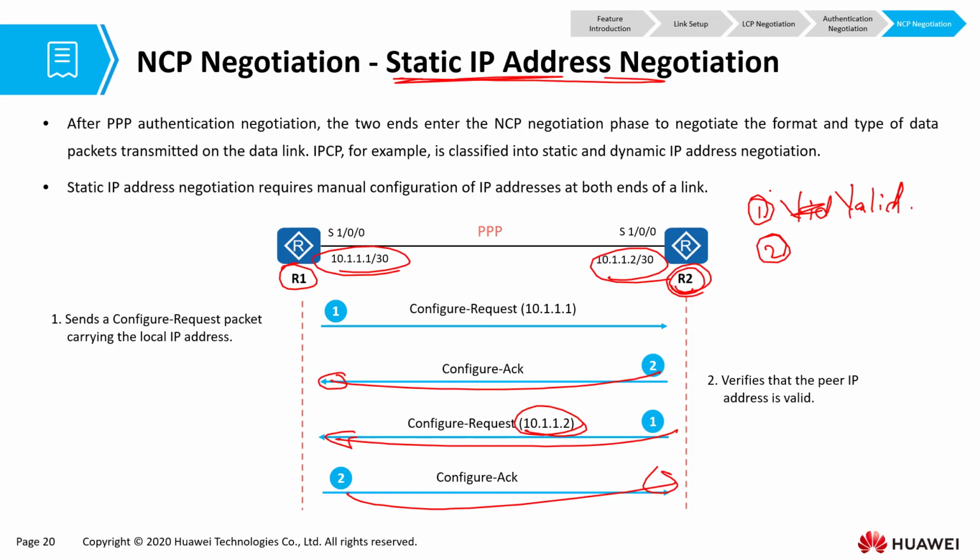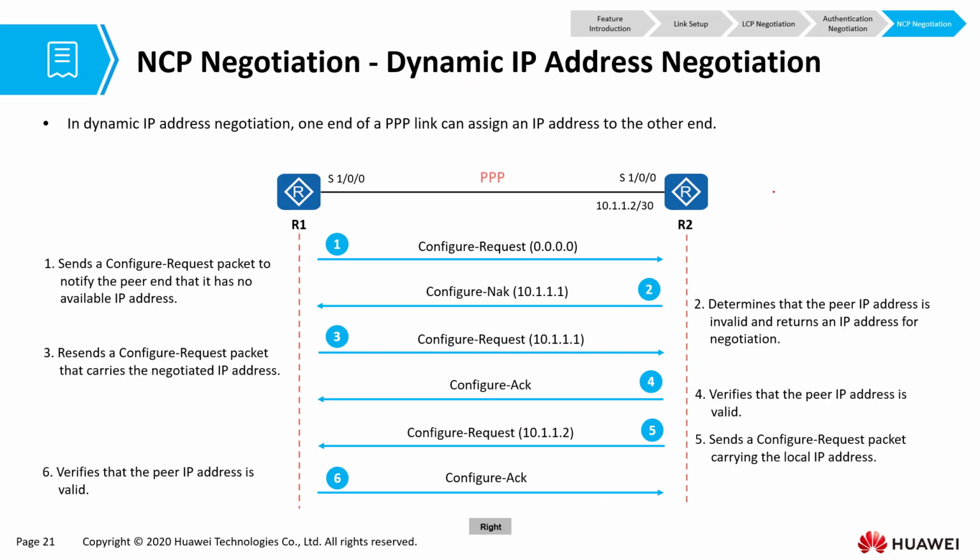But NCP, particularly IPCP, also supports dynamic IP address negotiation. So in dynamic IP address negotiation, we have 2 devices connected to each other, in this case via serial link, running point-to-point protocol, but one of the interfaces does not have an IP address. The other interface has an IP address. So what NCP dynamic IP negotiation is going to do in this case, this router that is having an IP address is going to allocate his peer an IP address so that they can communicate. They are not selfish, right? Let us walk through this example.